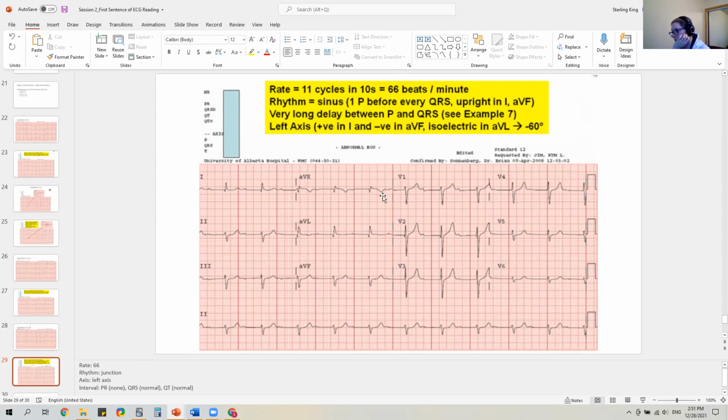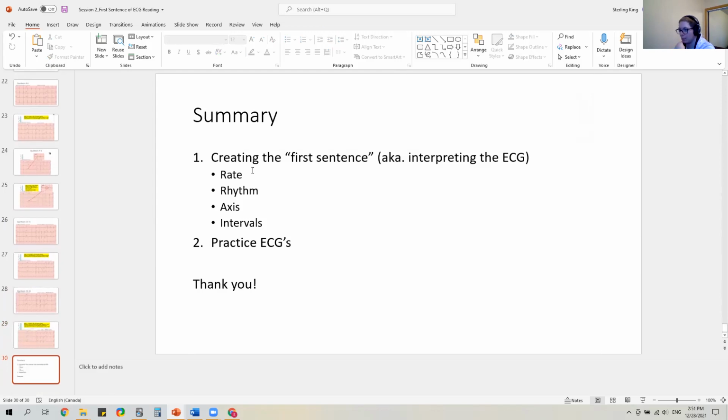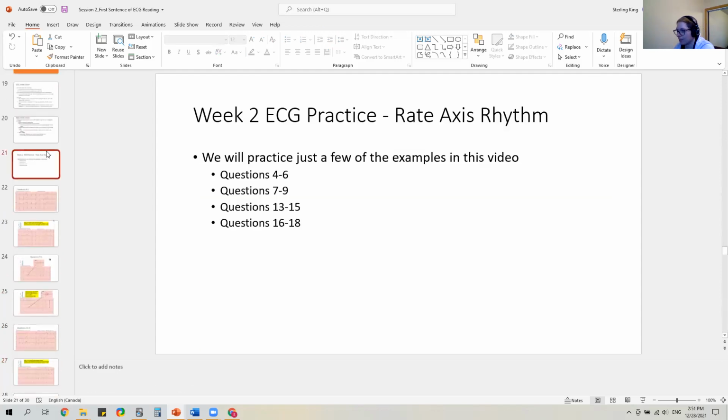So I guess this just highlights that you want to practice ECGs to be able to catch those small details, and hopefully this helps. In summary, we created the first little sentence, we did rate, rhythm, axis, intervals, and did some practice with ECGs. And then the rest are in assist.med underneath that, week 2 practice. So yeah, good luck.